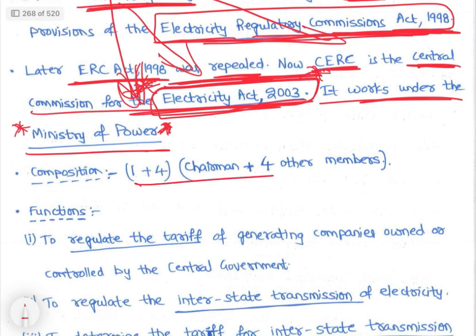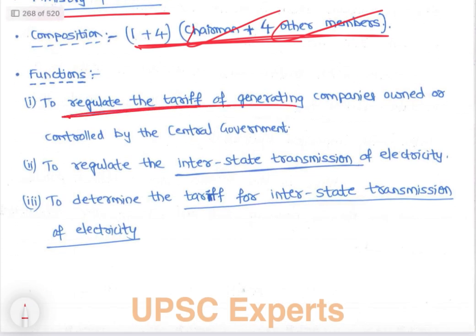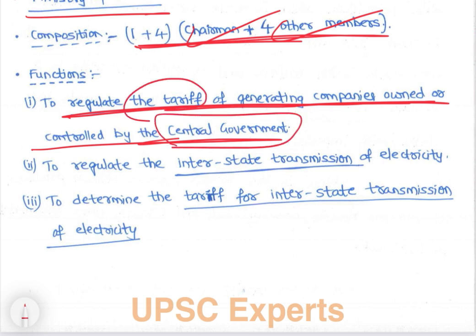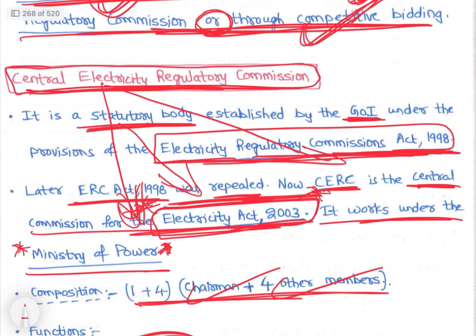Then composition is chairperson and 4 members, 1+4. Then functions is to regulate the tariffs of generating companies owned or controlled by central government. To regulate interstate transmission of electricity. So जैसे मान ले we need to transmit electricity from say Madhya Pradesh to Rajasthan, right? So that is regulated by Central Electricity Regulatory Commission.